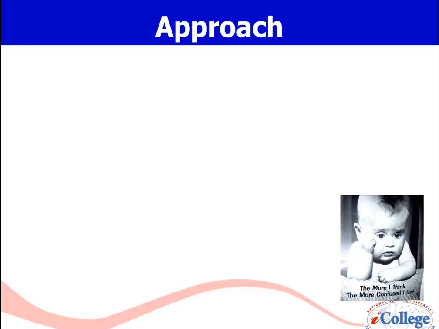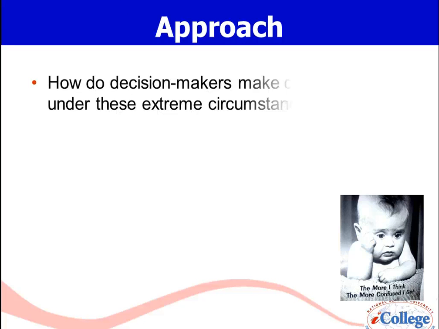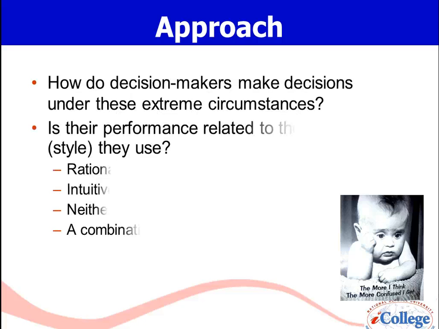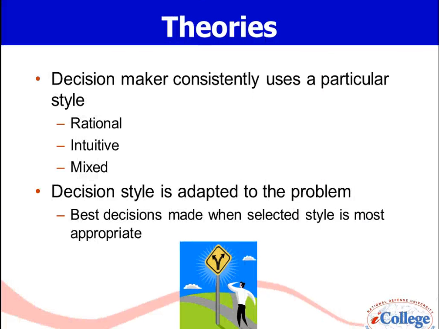How do decision makers make decisions under these extreme circumstances? Is their performance related to the approach or style that they use? Rational, intuitive, some combination? And of course, does style really matter? Broadly speaking, there are two approaches to making decisions, rational and intuitive. Ask yourself whether you personally use the one or the other predominantly, or do you use a mixed approach?